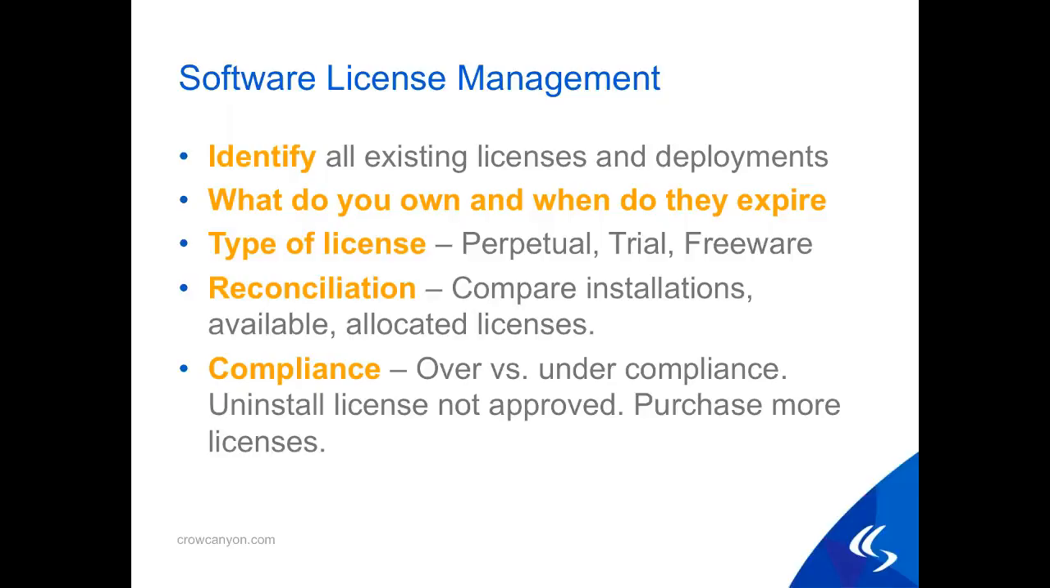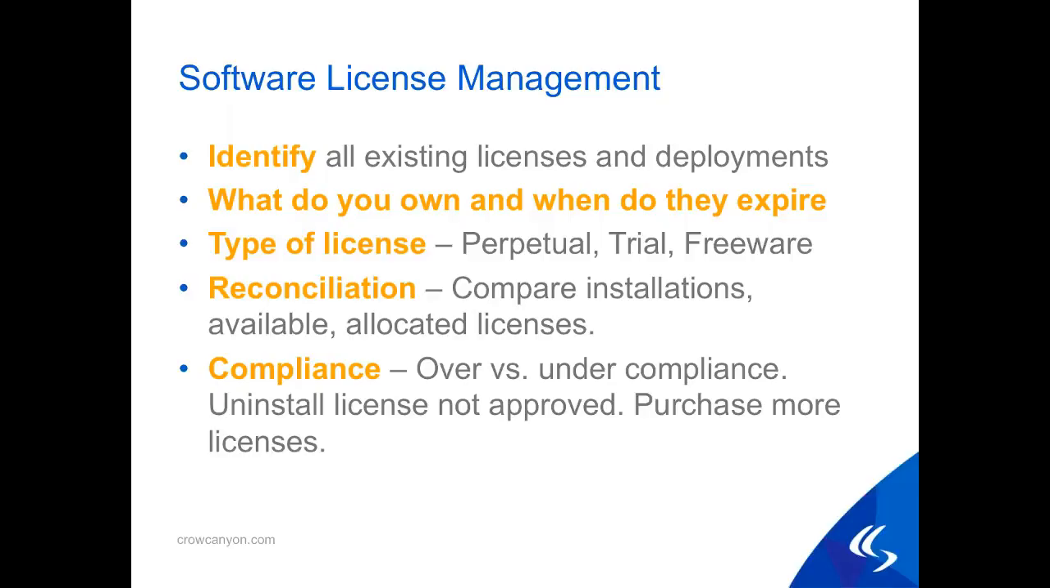And then there's hard fixed assets, and there's a software license management component. One is really just identifying all the licenses we have and where they're deployed. What do you own? When do they expire? Now, there's a trend in the marketplace that if your license has expired and you haven't renewed, companies experience fines, etc., associated with that. Types of licenses, what types? Perpetual, trial, freeware, etc. Is it an enterprise license? Are these single individual keys, etc.?